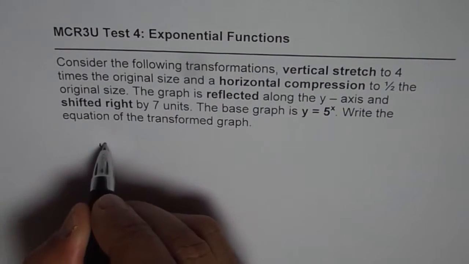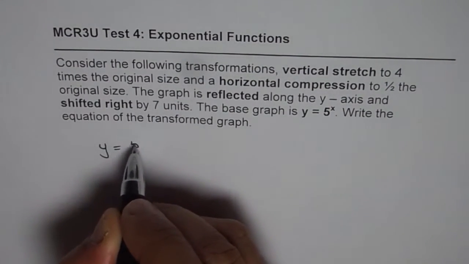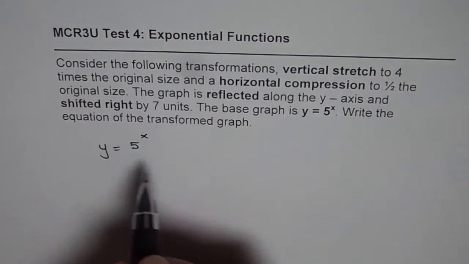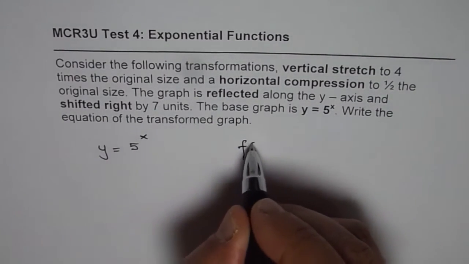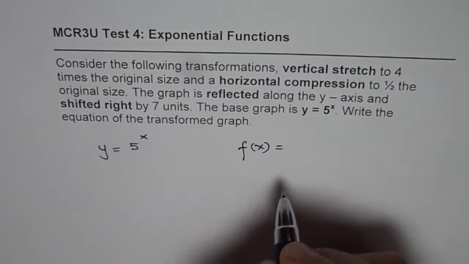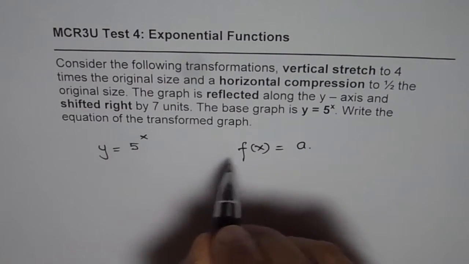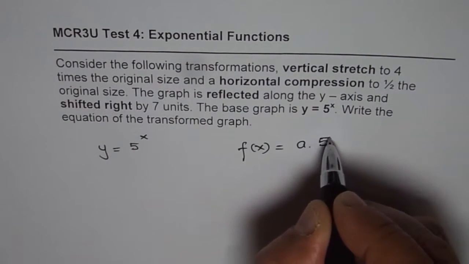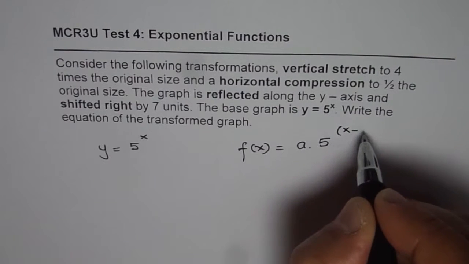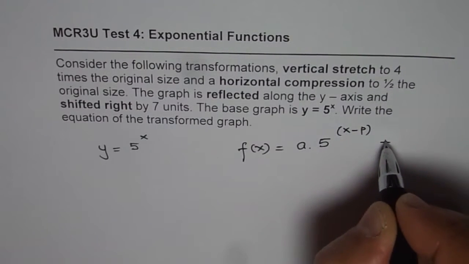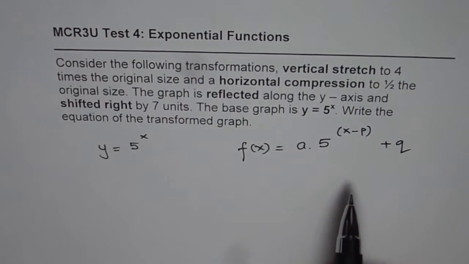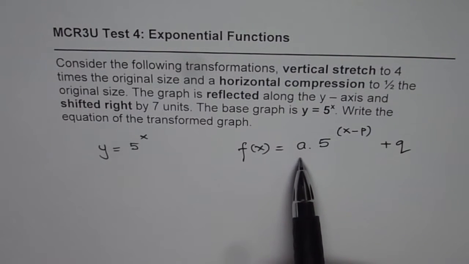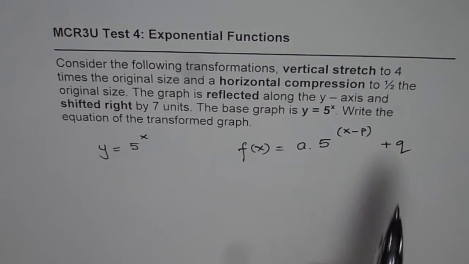So the base function we are given is y equals 5 to the power of x. We have to write the transformed function. Let us say that the transformed function is a times, which is the vertical stretch, 5 to the power of k(x minus p) plus q. Now let us read the question and see which parameters are given to us.